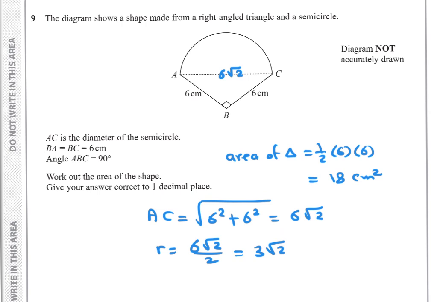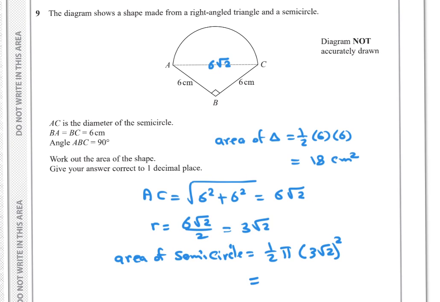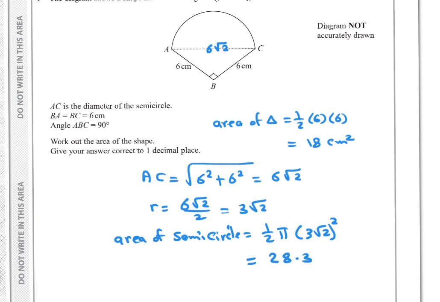Now area of the semicircle: area of the circle is pi r squared, so area of the semicircle is half pi r squared. So area of semicircle equals half pi r squared, which is pi times 3 root 2 all squared, equals 28.3 to 1 decimal place. Area of the shape is area of triangle plus area of semicircle, 28.3 plus 18 equals 46.3 centimeters squared.